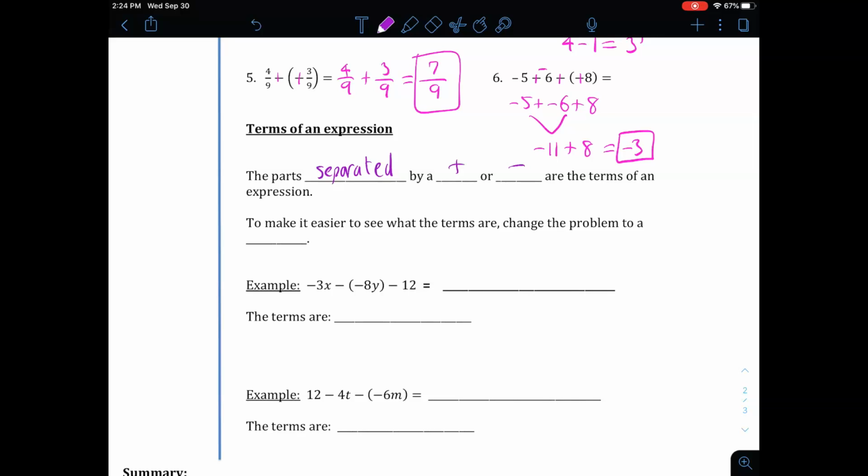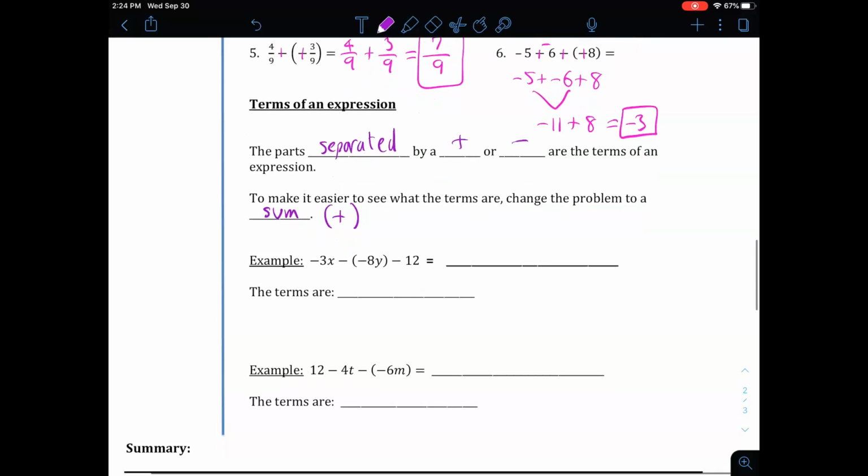Okay? And to make it easier to see what the terms are, we're going to change the problem to a sum. And what operation was a sum? Sum was addition. So we're going to change it to addition to make it easier. It sounds a lot more complex than it actually is. It's really not too bad. So stick with me here, okay?